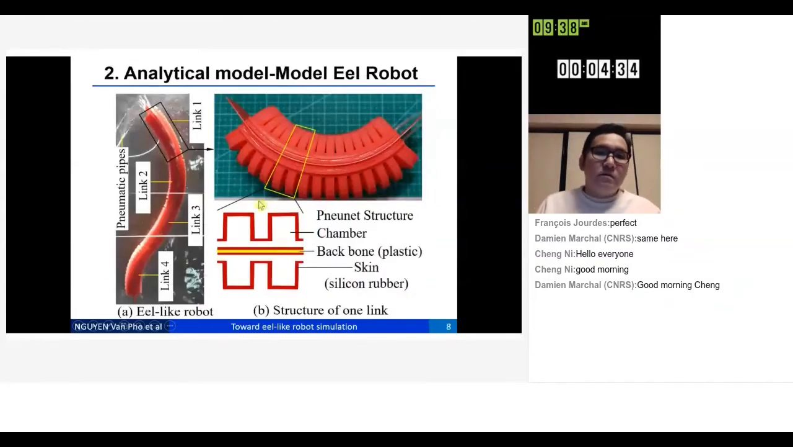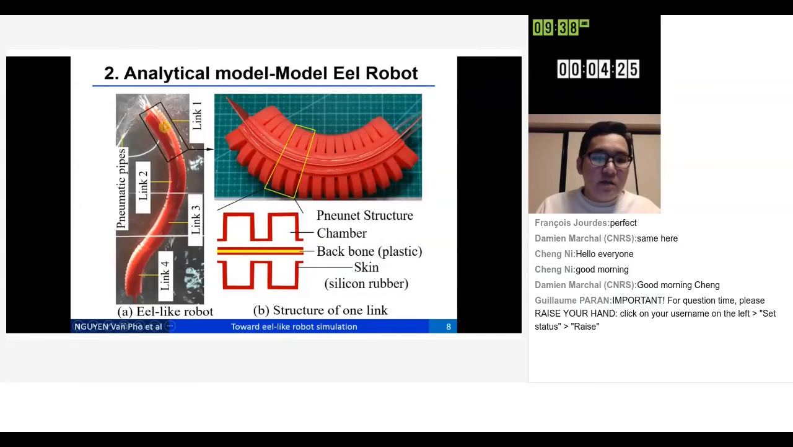The Eel Robot has 4 connected links actuated by pneumatic signal. Here, each link consists of a pair of symmetrical pneumatic structures fixed on a backbone. The skin and the backbone of the Eel Robot were respectively made from silicone rubber and plastic.